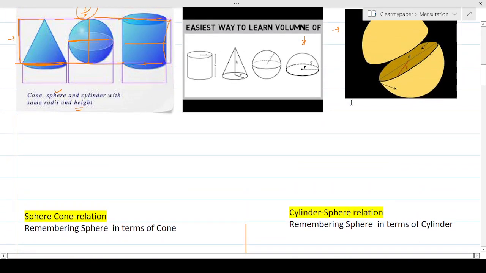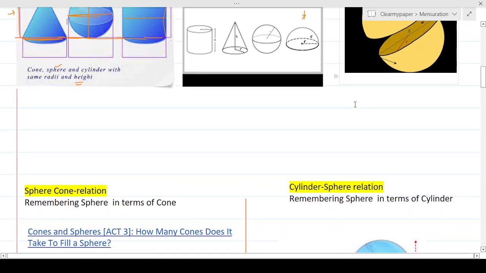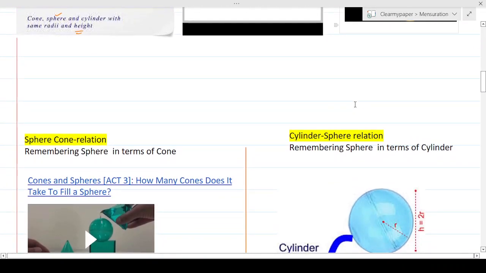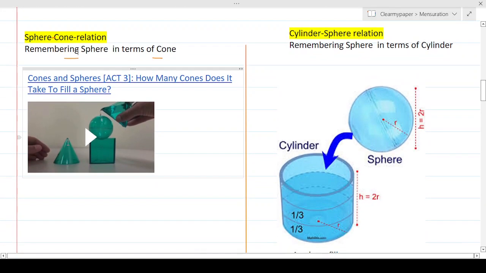Now there are two ways that you can remember that, and it's up to you. I'm going to present both ways, and you pick whichever is easy for you to remember. First, we'll talk about remembering the sphere in terms of a cone, which is the relationship between a sphere and a cone. I put a YouTube video over here. You can take this and play it offline if you want, but I'm going to explain it.